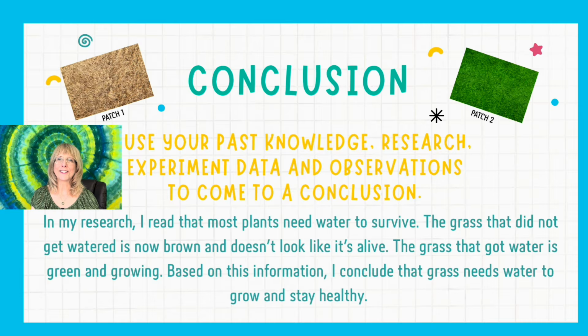Next, make a conclusion. Use your past knowledge, research, experiment data, and observations to come to a conclusion. For example, in my research, I read that most plants need water to survive. The grass that did not get watered is now brown and doesn't look like it's alive. The grass that got water is green and growing. Based on this information, I conclude that the grass needs water to grow and stay healthy.